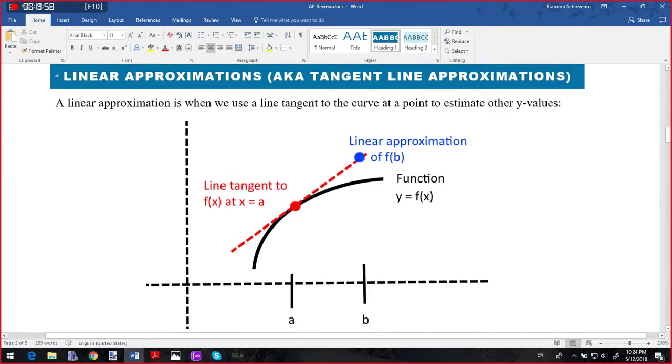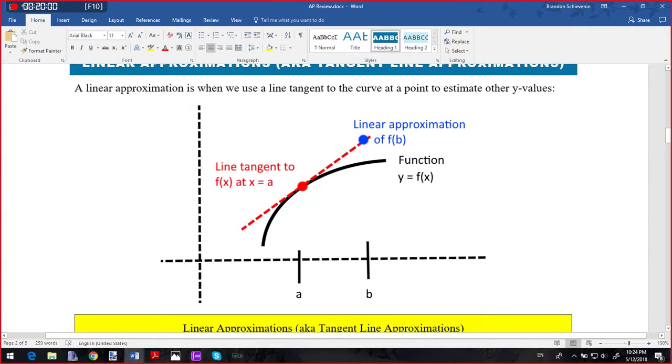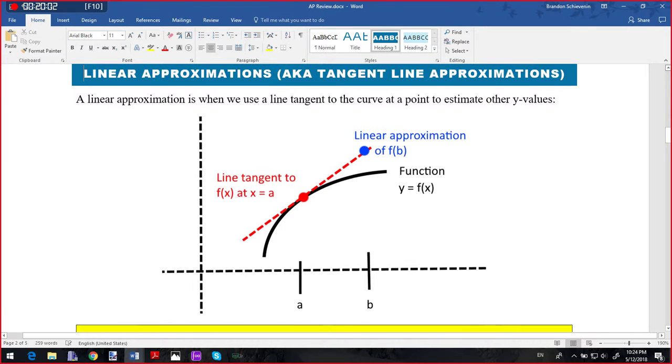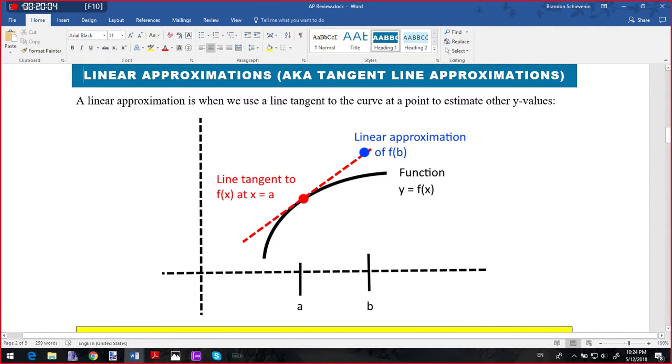I was also asked about linear approximations, which are also called tangent line approximations. So the idea is, for tangent line approximations, we'll take a line tangent to the curve, and just follow that line up into another x value to figure out what the y value at that tangent line would be, and then use that as an estimate.